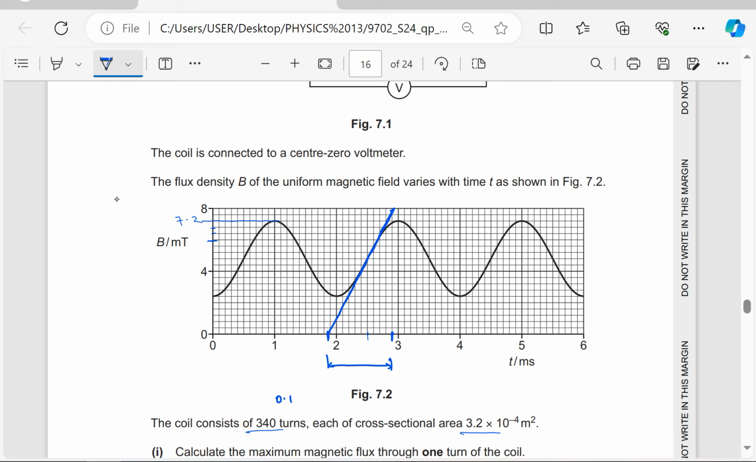So 2.9 minus 2, that is 0.91. So this is 1.05, I think. Then on the vertical, I'm taking the vertical as this distance here, the whole of this for the vertical, because I'm finding the gradient of this line. So the vertical, I'm taking 8 milliteslas.